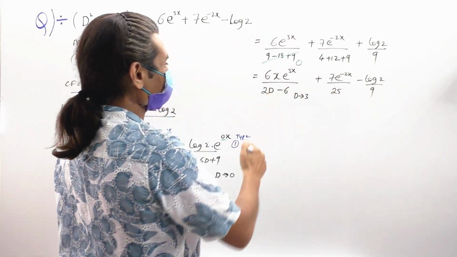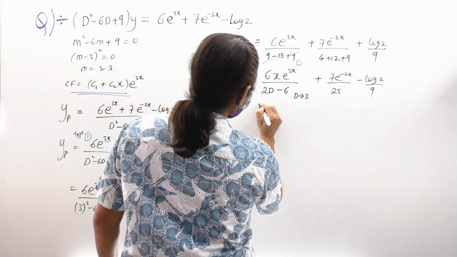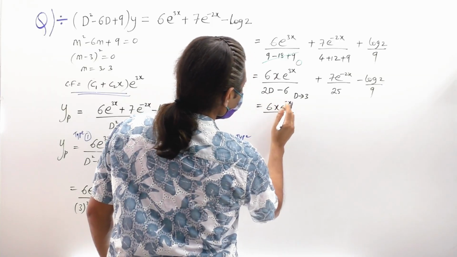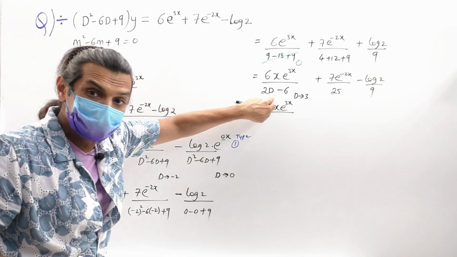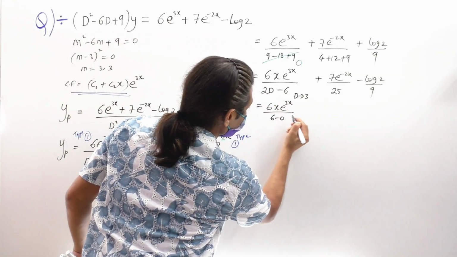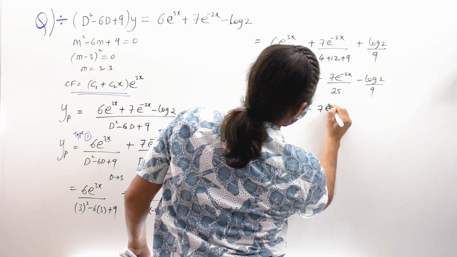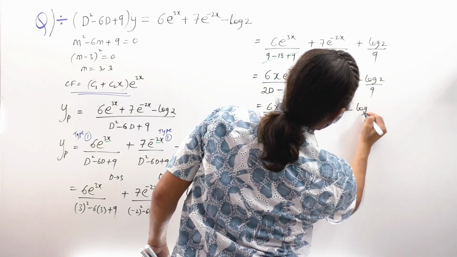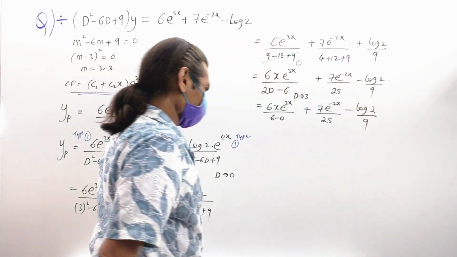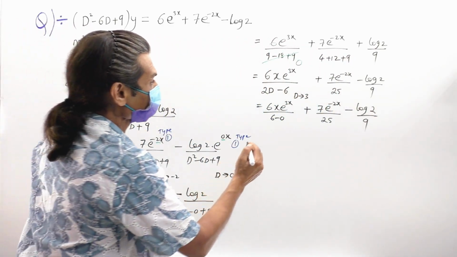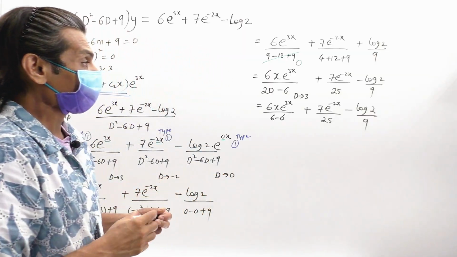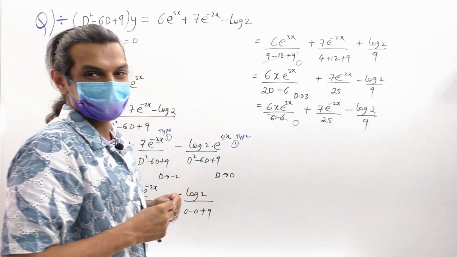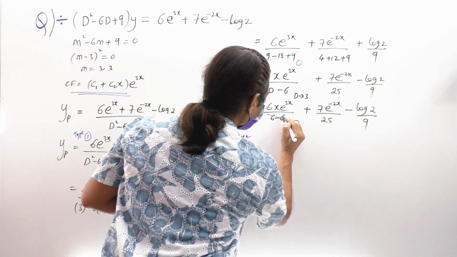Again, when I replace here, this will be 6x e raised to 3x upon 2 D, again replace D by 3. 2 3s are 6 minus 6 plus this as it is already solved, because solving any differential equation means removing all the D's wherever. Again 6 minus 6. 6 minus 6 is what? 2 3s are 6 minus 6 is what? 0. Again the denominator 0, what do you do?